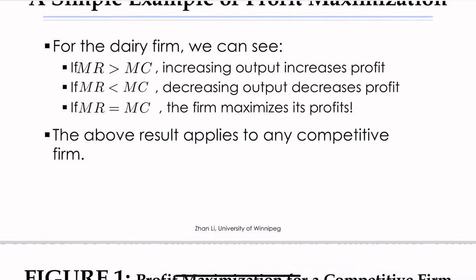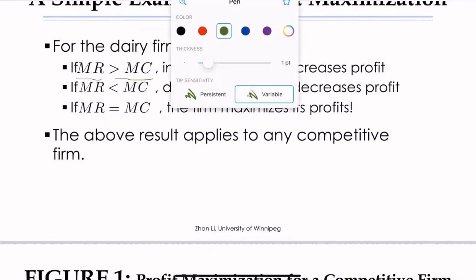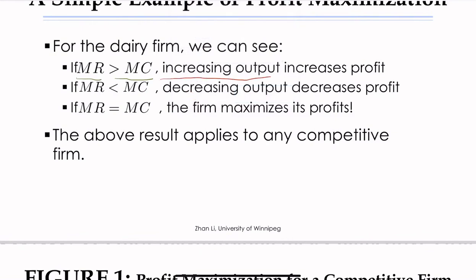And this is a very important result, and it's not a special result because it can be applied to any competitive firm. So again, let me repeat this for a second time. For any competitive firm in the competitive market, if marginal revenue is larger than marginal cost, then increasing output will increase the firm's profit. If marginal revenue is smaller than marginal cost, then decreasing output will decrease the firm's profit.